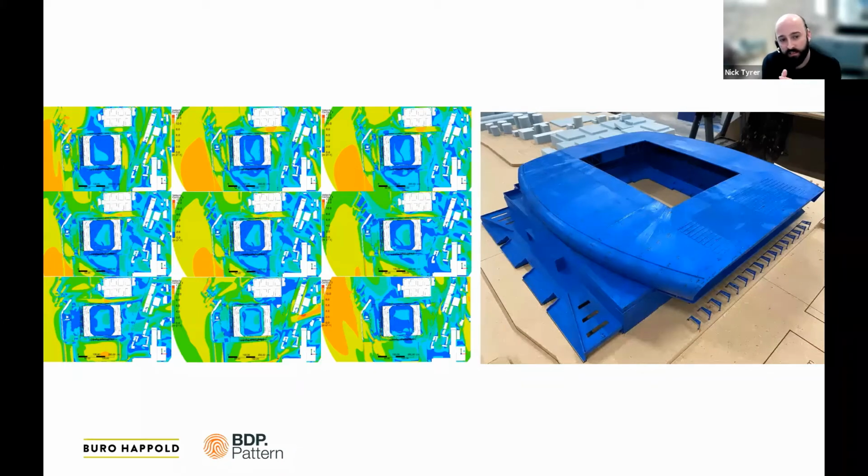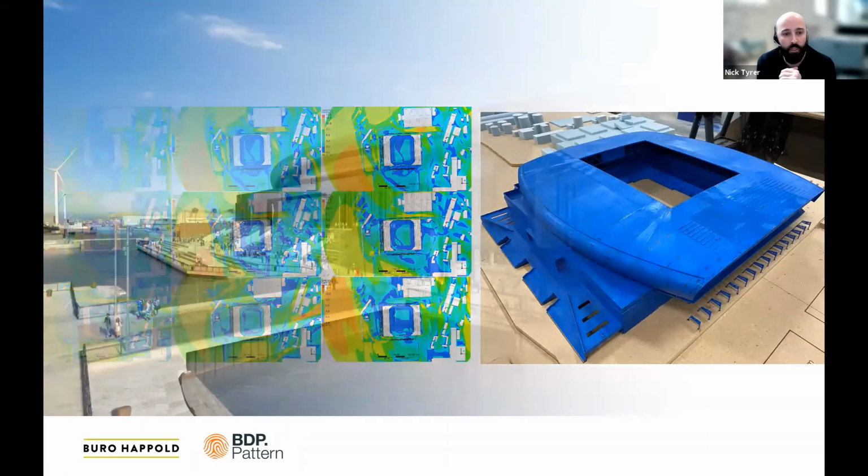And then on the right is, as Rob mentioned earlier, the physical wind tunnel model. After the computational fluid dynamic models are run, it's all verified through a physical model in a wind tunnel that gives the next level of verification, essentially. And next slide.